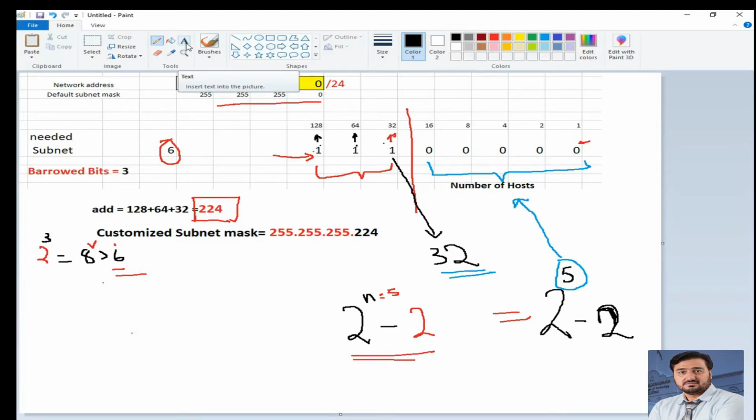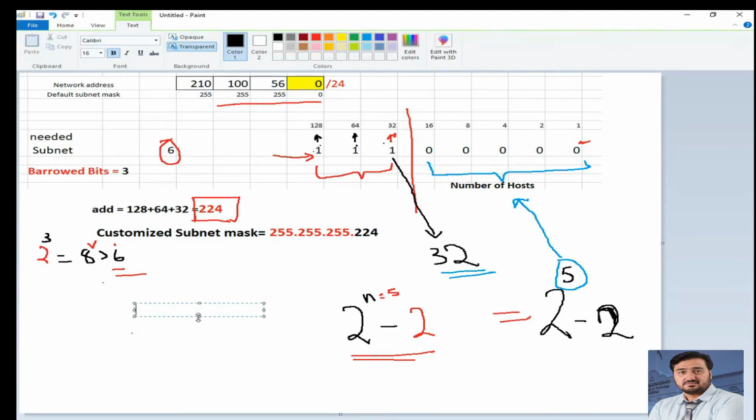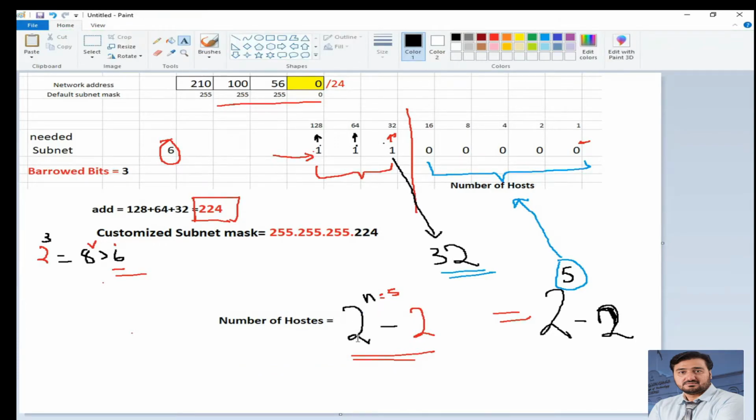If you need to find the number of hosts, let me write the formula here. Number of hosts is 2 power n minus 2. Let me erase this value. So 2 power n minus 2 gives the number of hosts.